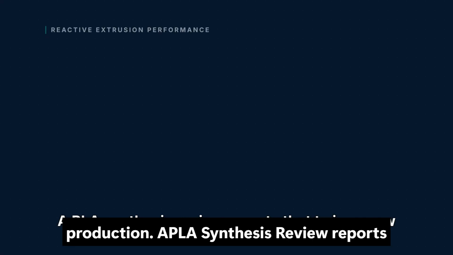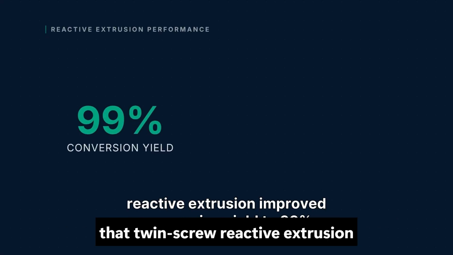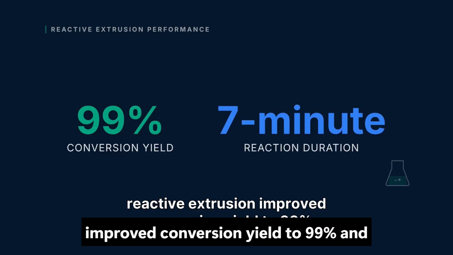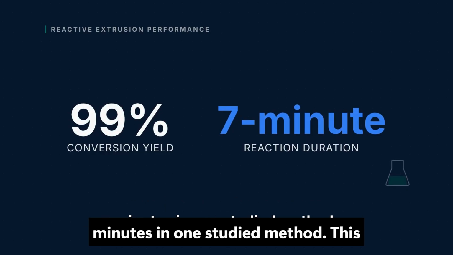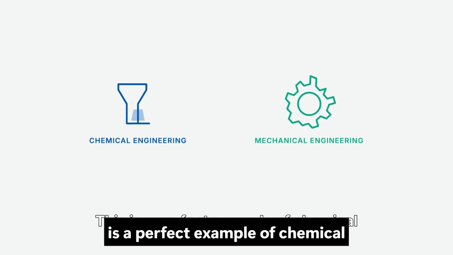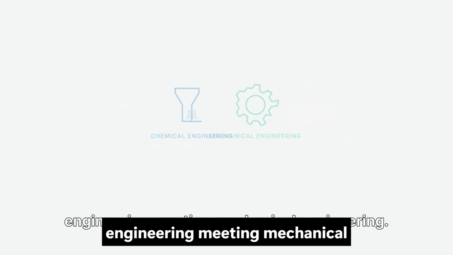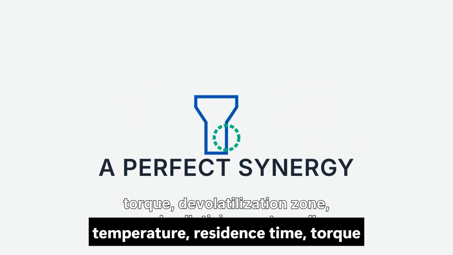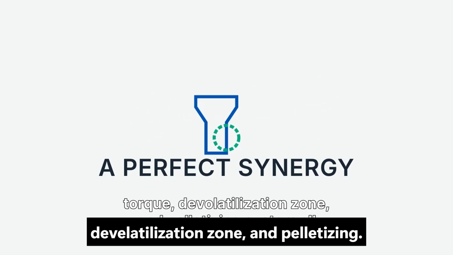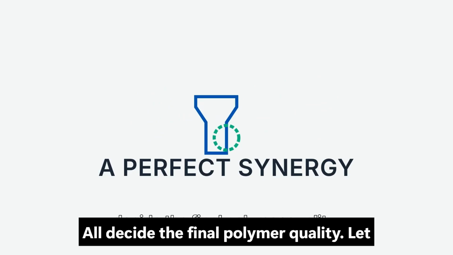A PLA synthesis review reports that twin-screw reactive extrusion improved conversion yield to 99% and reduced reaction duration to about 7 minutes in one studied method. This is a perfect example of chemical engineering meeting mechanical engineering. The screw profile, barrel temperature, residence time, torque, devolatilization zone, and pelletizing system all decide the final polymer quality.